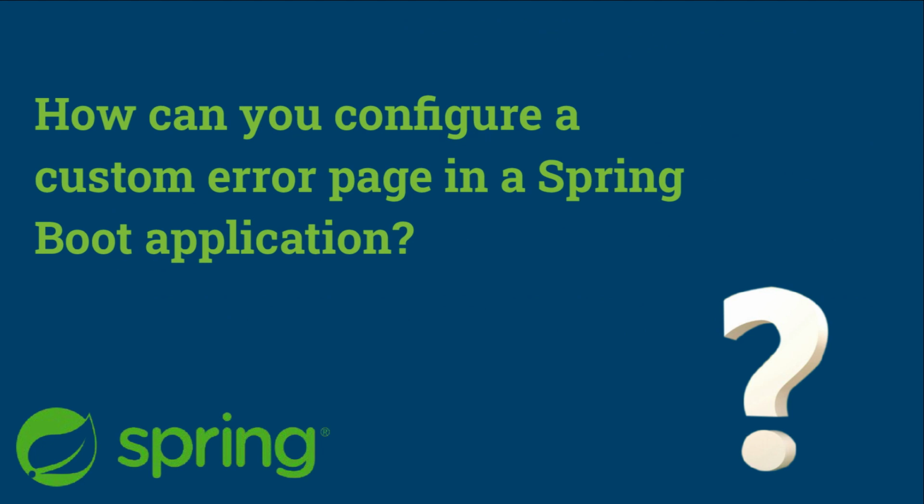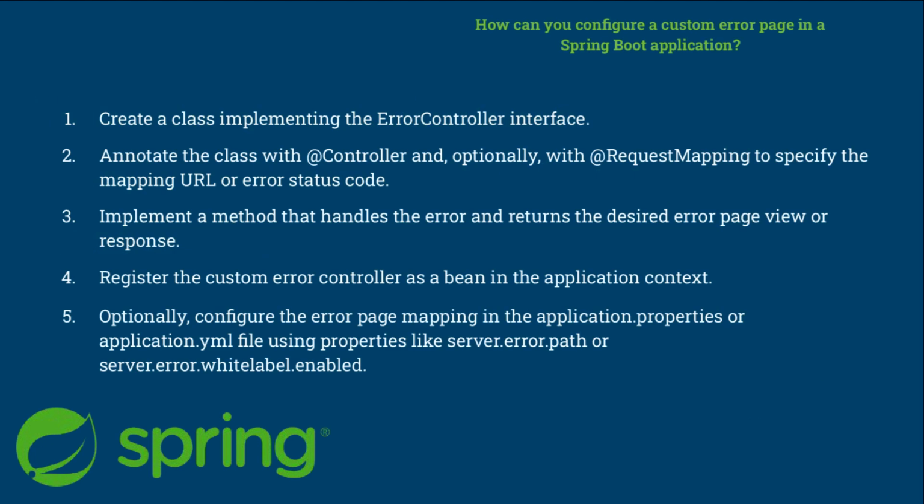Second question, how can you configure a custom error page in a Spring Boot application? To configure a custom error page in a Spring Boot application, you can create a custom error controller and map it to a specific URL or error status code. Here's an example. Create a class implementing the ErrorController interface. Annotate the class with @Controller and, optionally, with @RequestMapping to specify the mapping URL or error status code. Implement a method that handles the error and returns the desired error page view or response.